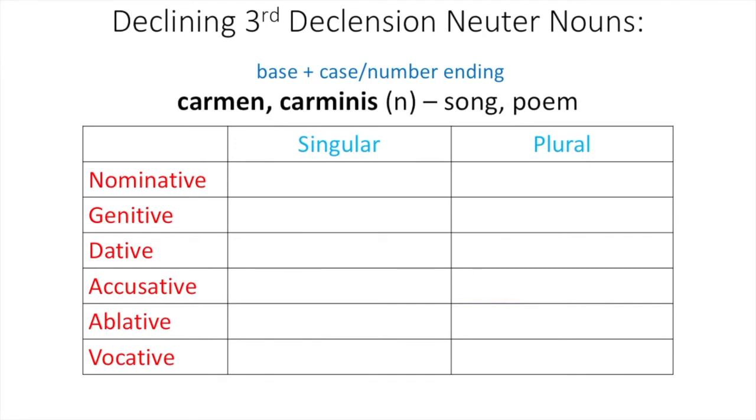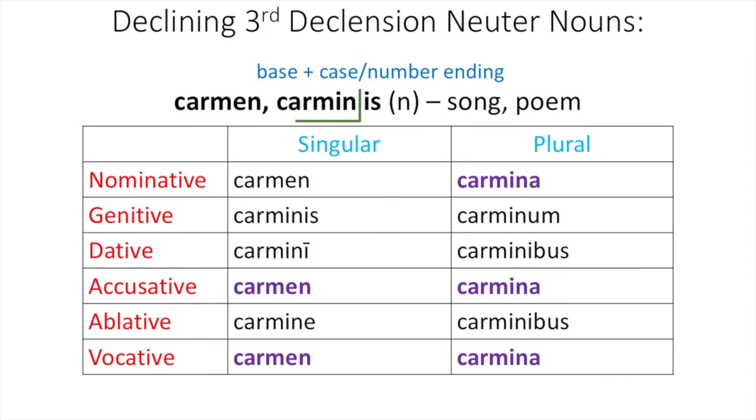Okay, so the noun you get to practice with is carmen carminis, meaning song or poem, since ancient poems were often played with music. So pause the video, decline this noun, and then resume when you're ready to check your work.